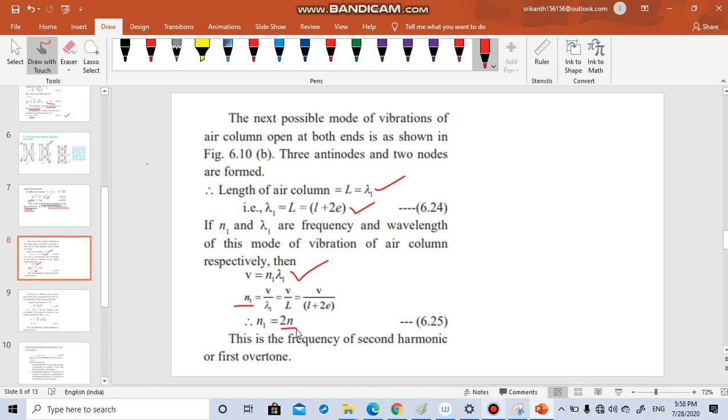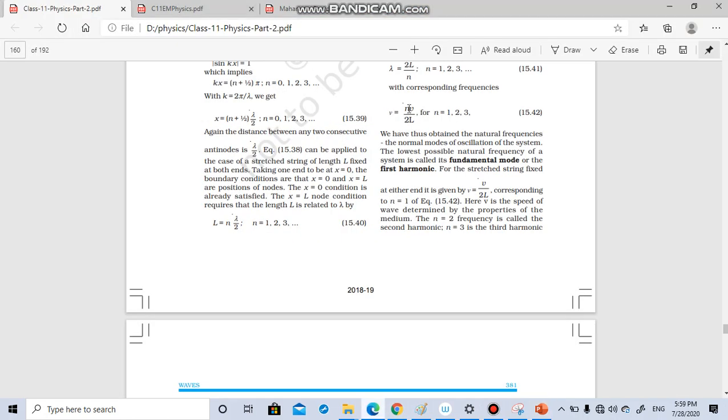So what is 2N? 2N is the second harmonic, which is the first overtone here. See, when you put n is equal to 1, it is the first harmonic or the natural frequency. When you put n is equal to 2, same argument as we have done earlier in the formula. When you put n is equal to 1, you get the fundamental frequency. When you put n is equal to 2, it is the second harmonic.